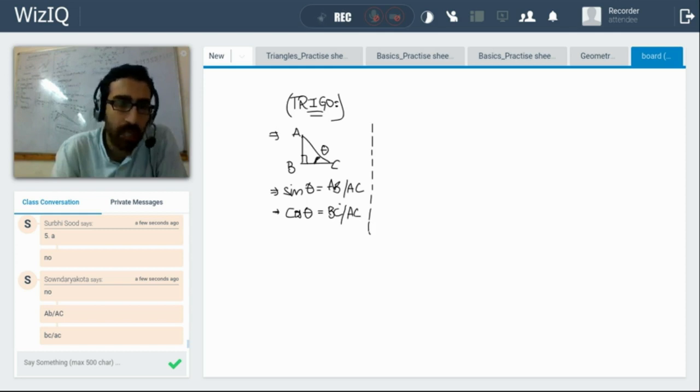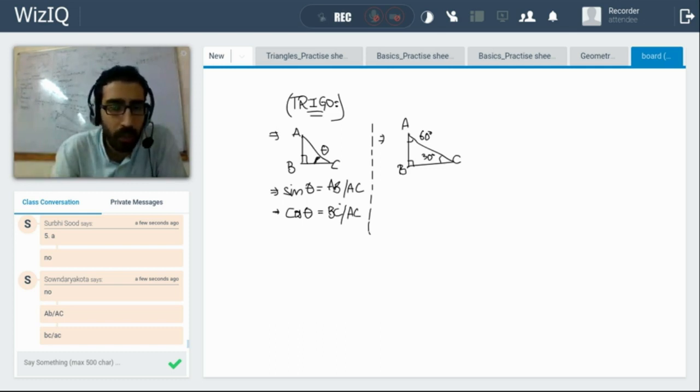And of course, tan theta is sine theta by cos theta. We'll cover that in greater detail later. But I just want to take you through these two triangles. This is important. The two triangles that are known as 30, 60, 90 triangles. Let's say this angle is C, this is A, this is B. Angle B is 90, angle A is 60 degrees, and angle C is 30 degrees.